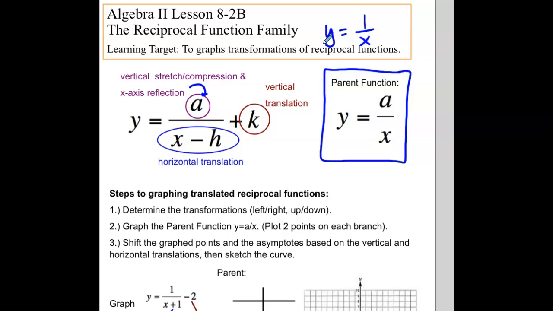Then we're going to look at today any kind of horizontal translation, which we will see in the denominator position here. And then any vertical translation we will see over here on the end. Okay, so H is our left and right movement, and K is our up and down movement.